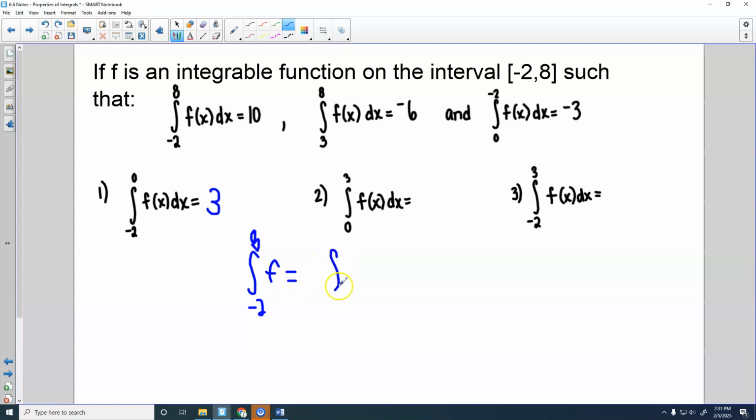So this would be like the integral from negative 2 to 0 of f plus the integral from 0 to 3 of f plus the integral from 3 to 8 of f. Would you guys agree with that? Okay, we know some of these things. What is the integral from negative 2 to 8? It's 10, so I could replace that with 10.